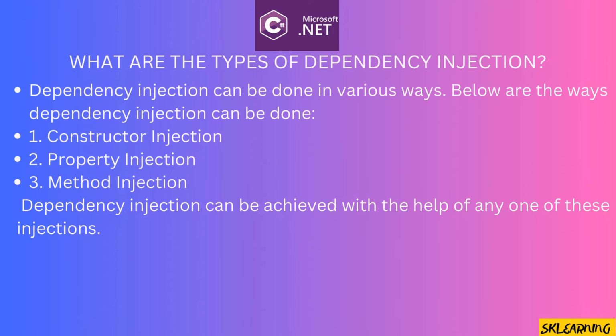Types of dependency injection. Dependency injection can be done in various ways. Below are the ways dependency injection can be done. 1. Constructor injection. 2. Property injection. 3. Method injection. Dependency injection can be achieved with the help of any one of these injections.